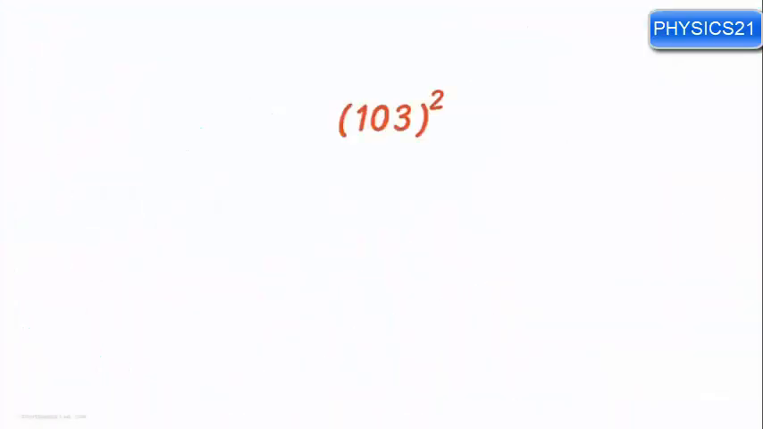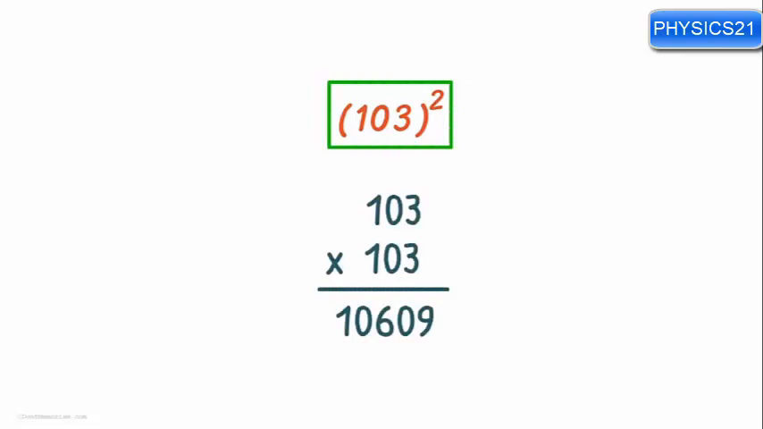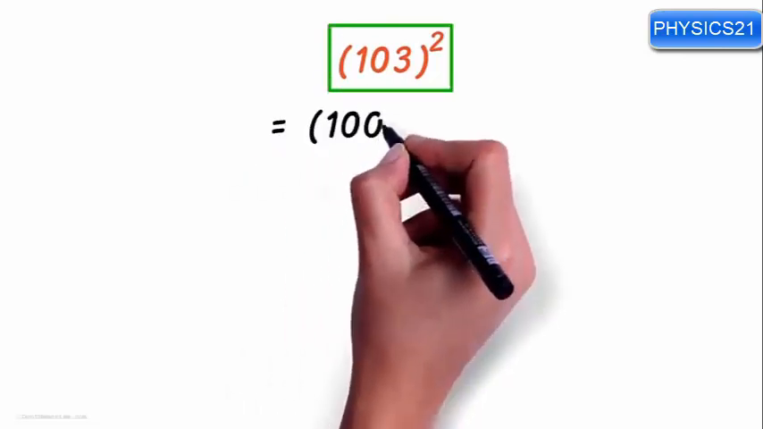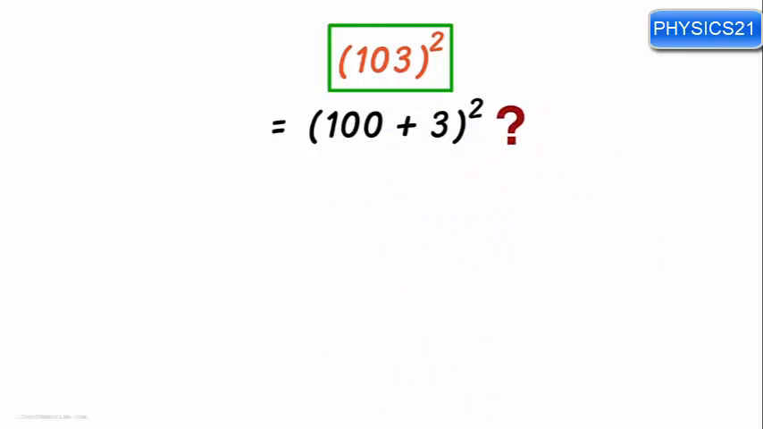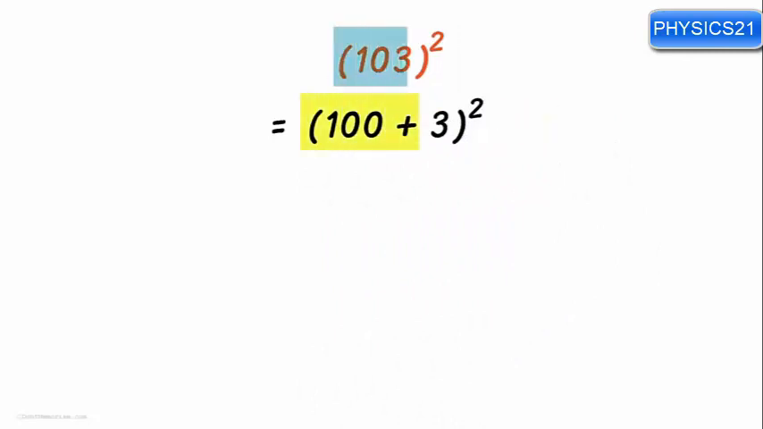Let's try and solve this one question. Give it a shot. How do we solve this? Do we multiply 103 with itself? Of course we can, but let's try another method. Can we write 103 the whole squared as 100 plus 3 the whole squared? Will it do? Surely, why not? Both these values are equal to each other.